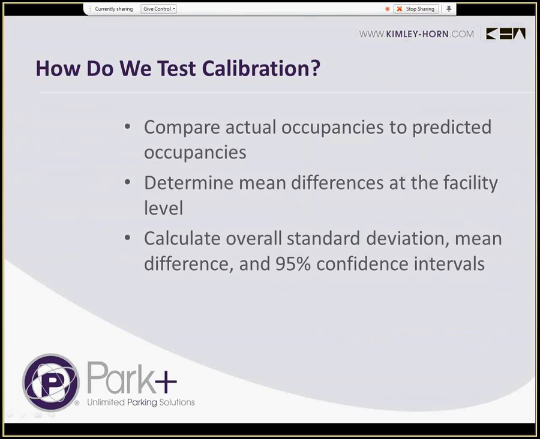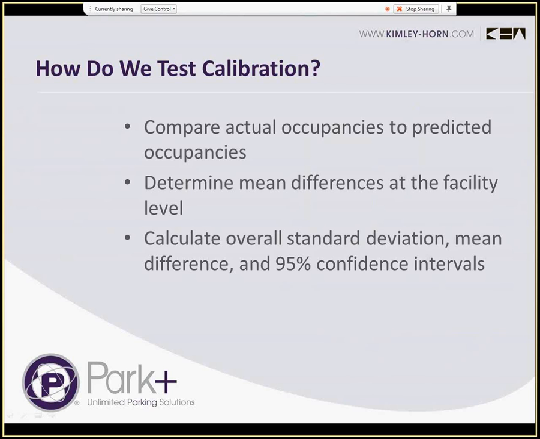So then the last thing, how do we test it? There have been a number of ways that we've tested calibration over the life of the Park Plus model. Initially, we were testing the calibration based on a comparison of facility by facility occupancy. We'd go in and look at the occupancies on a facility by facility basis to see how closely it was predicting. Over time, that migrated to a more statistically relevant platform where we're now using confidence intervals, mean differences, and standard deviation to understand how far off these are. And again, these are based on principles of travel demand modeling.